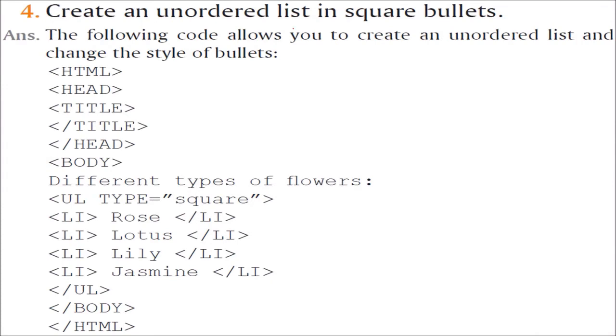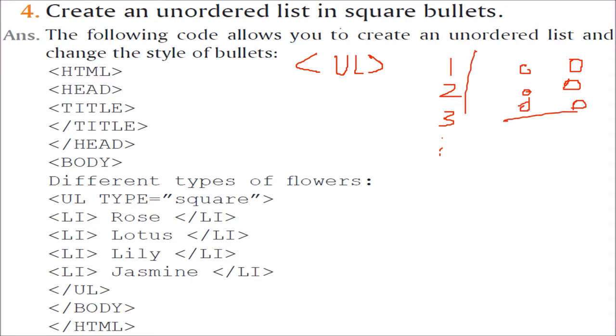Then create an unordered list in square bullets. So first of all, unordered list is given by UL. What is under this unordered list? You don't want to give it in 1, 2, 3. You want to give it like this, or like this, or like this. So you don't want any order. You want unordered list. Now you want square to be bullet. So you have to change the type, because the default is round bullets. So you have to change the type equal to square.